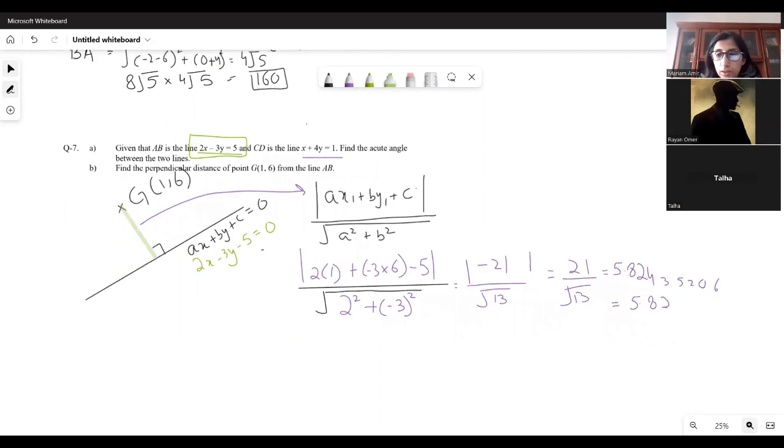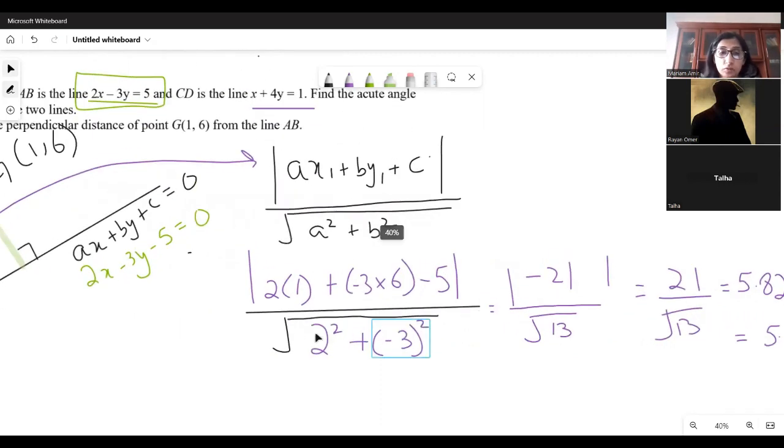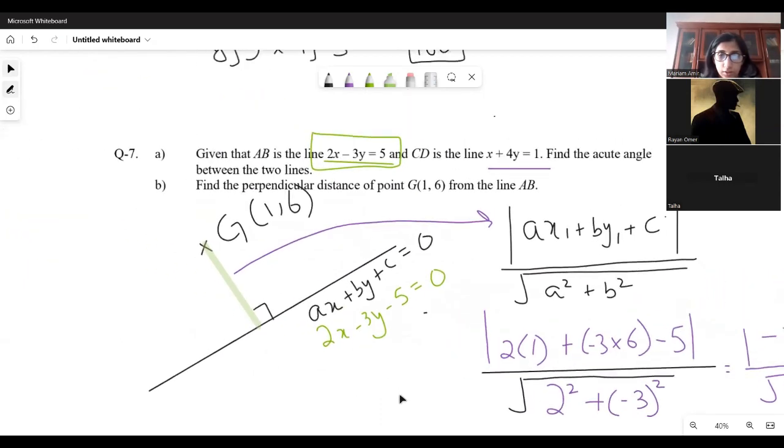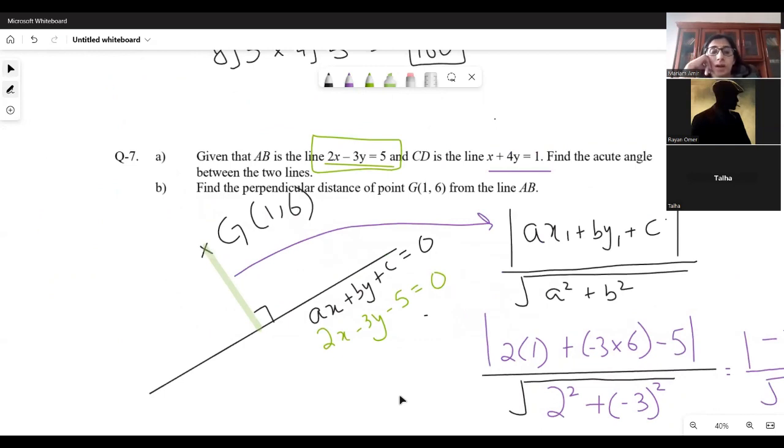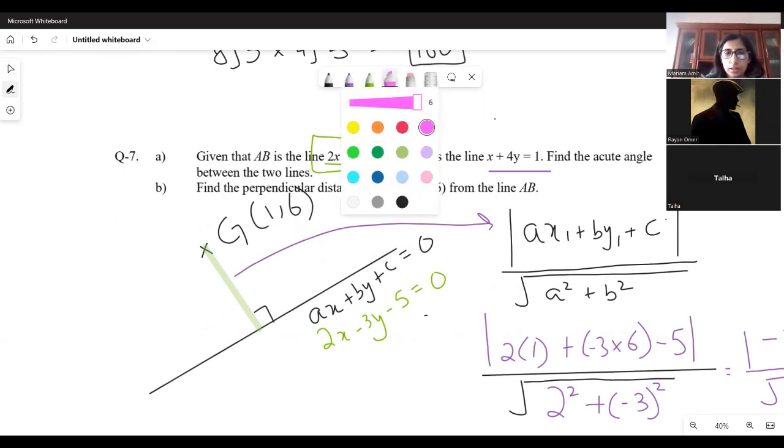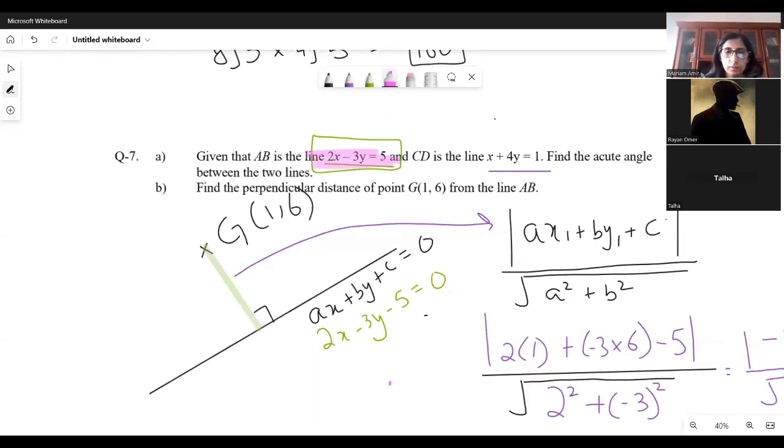Now tell me, like I said, this formula is an optional formula. Let's say you don't know this formula. How else can you find the length of this green line that you see on the screen right now? Do we know the formula for this black line? Do we know the equation of the black line? Yes, this is the equation, we know it.